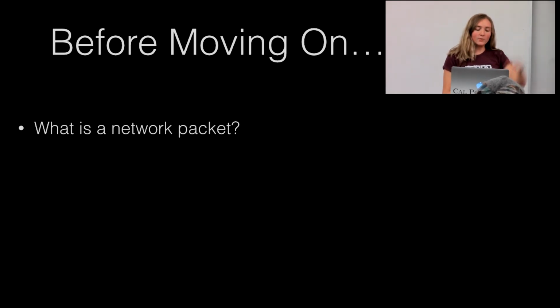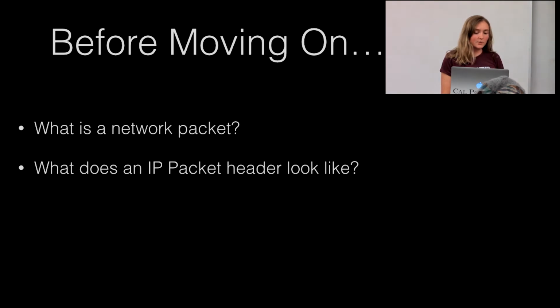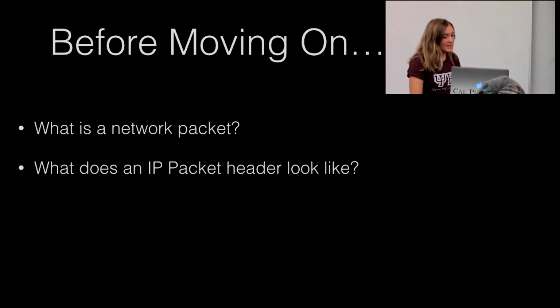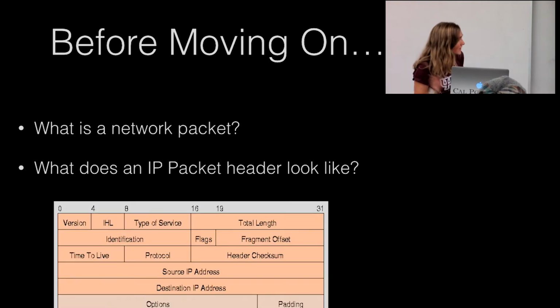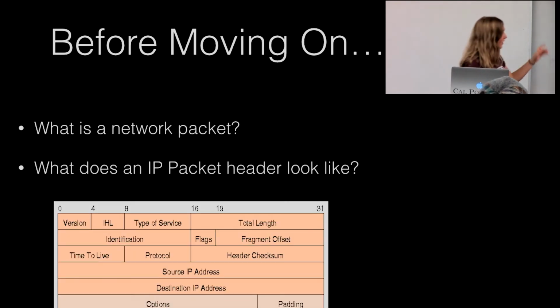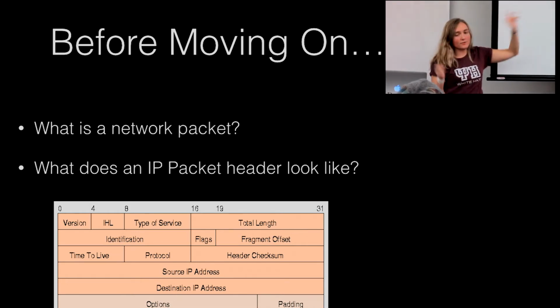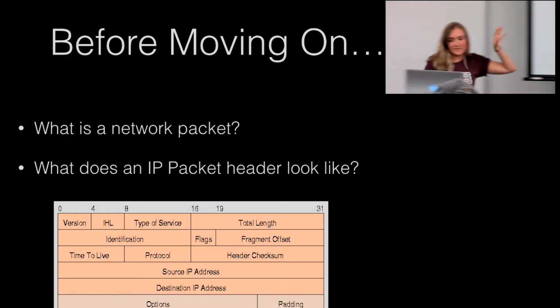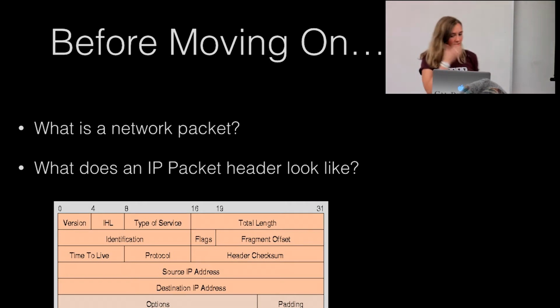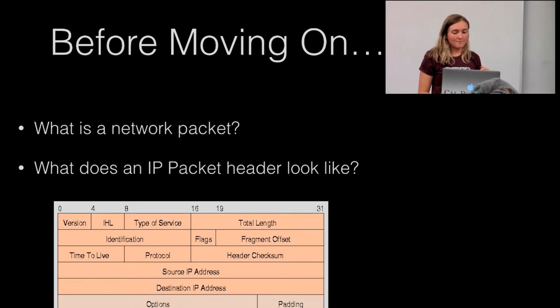Okay, so I was also going to ask, does anyone know what an IP packet header looks like? You kind of answered the question. So here's an example. The things I want you to look at in particular are the protocol, the source IP address, and the destination IP address. Those are things that firewalls specifically look at. They can look at more, but those are the 3 things we're going to be looking at today.